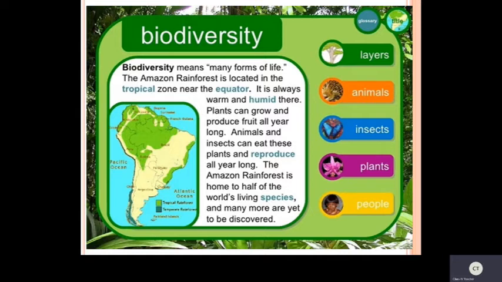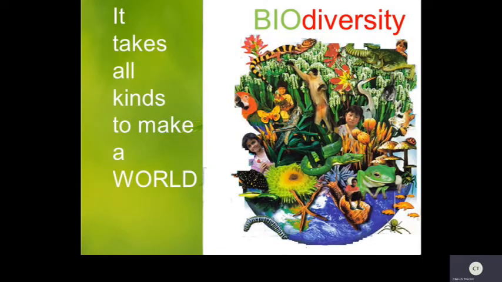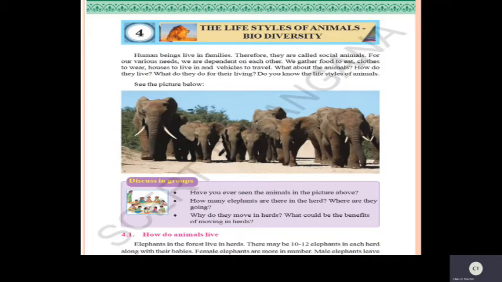In your higher classes you are going to study more detailedly about biodiversity. Now see this one more poster about biodiversity. Yes, biodiversity means different kinds of life forms. It may be plants, animals, people, or the different parts of the earth. So it takes all kinds to make the world. Okay children, now let us see the topic, the lifestyles of animals, biodiversity.